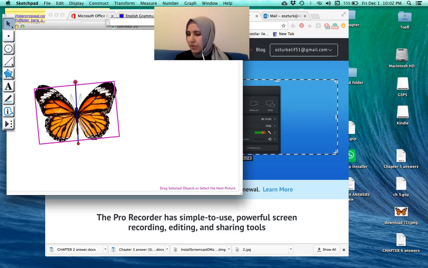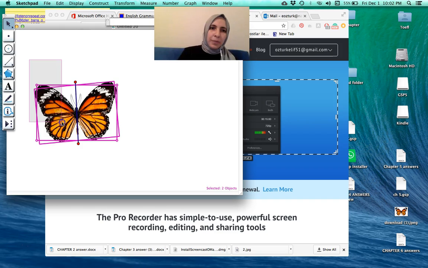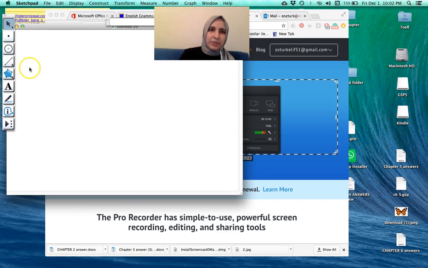Question 3. Rather than considering a butterfly, we can consider a polygon. How many different lines of symmetry does a rectangle have? Describe them. Okay, let's draw a rectangle here.